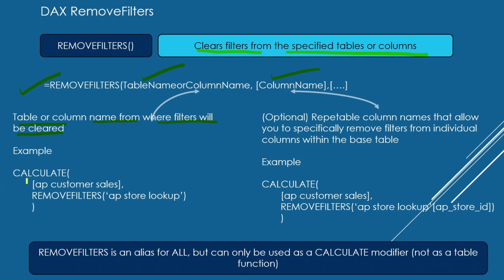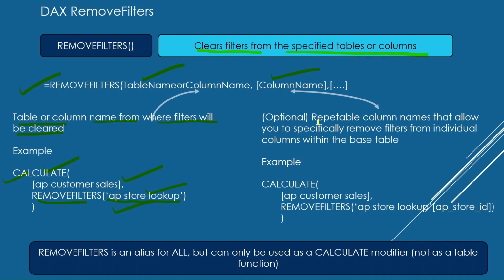So an example like this: this is a CALCULATE function. This is the AP customer sales. And if you want to remove a filter from this CALCULATE function, all the filters which are applied on AP store lookup, so any filter applied on the AP store lookup during the calculation of AP customer sales, will be removed.